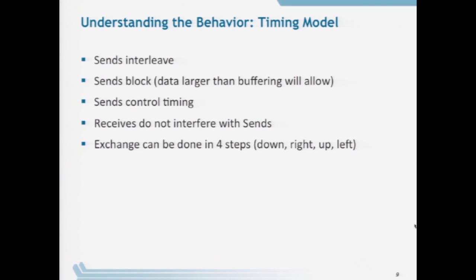On the system they were running, these things were approximately true. So the sends could interleave. If you did a send, it can compete with delivery to another process with other sends. The sends do block, so the amount of data being moved was enough that instead of making a copy, the send would wait. I'm going to do a model that just looks at how the sends control the timing. So just look at how the send data moves. And the receives don't interfere with the sends. If you do that, then this exchange can be done in 4 steps.